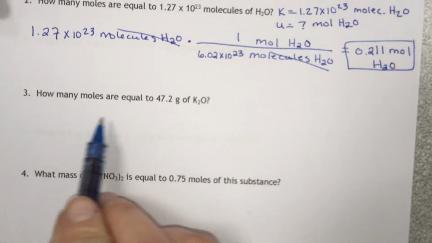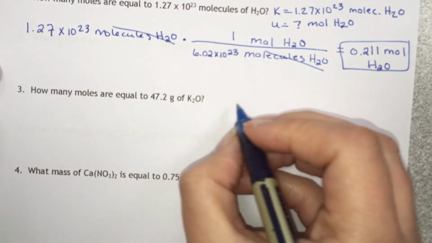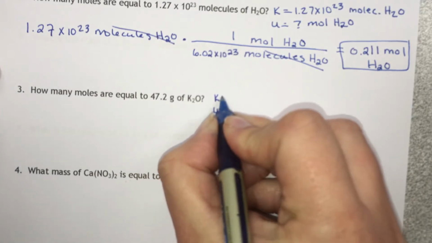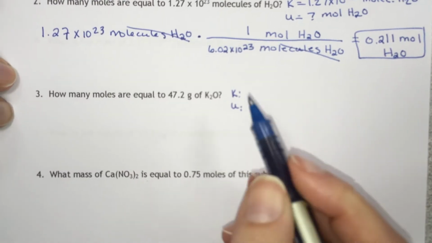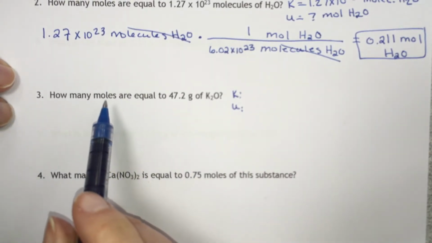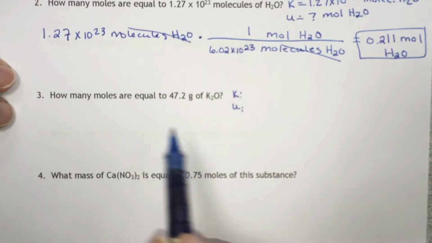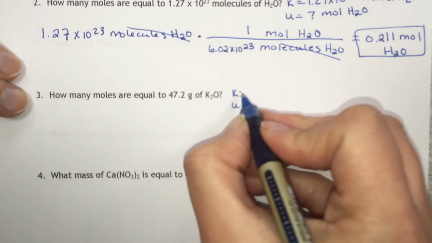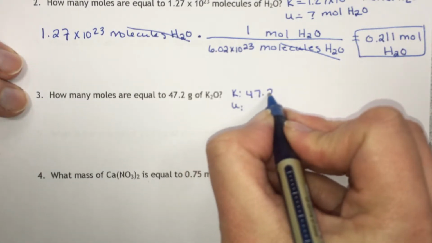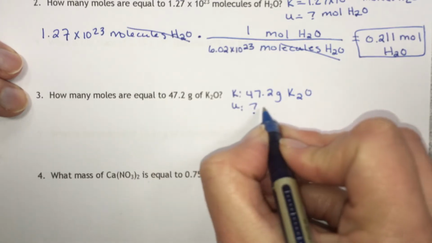Okay, next question. How many moles are equal to this many grams of potassium oxide? So again, known and unknown. We are dealing with moles, so it's not a two-step conversion. The only time we have a two-step conversion is when we are not given or going to moles. If we're not given or going to moles, we will have a two-step problem, like mass to moles. Nope, not this one. I'm sure we will encounter one. So our known is 47.2 grams of K2O. Our unknown is how many moles?